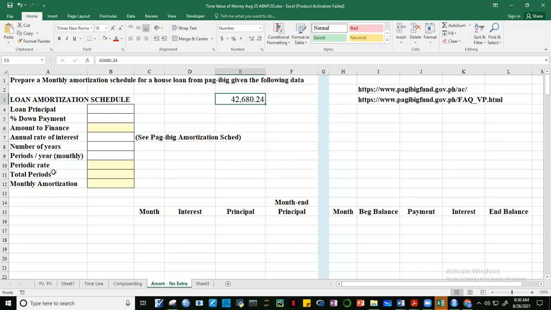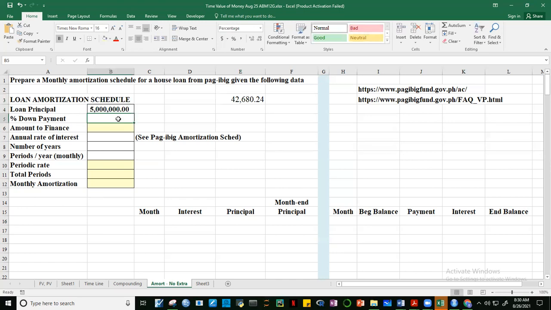All right. May mga items dito, guys, na dinagdag ko, which I don't think you have it in your worksheet. So pakidagdag na lang. So loan principal, percentage down payment, amount to finance, annual rate of interest, number of years, periods per year, periodic rate, total periods, and then monthly amortization. Okay, so let's fill this up. 5 million, no? Ito yung value ng property, yung loan principal.